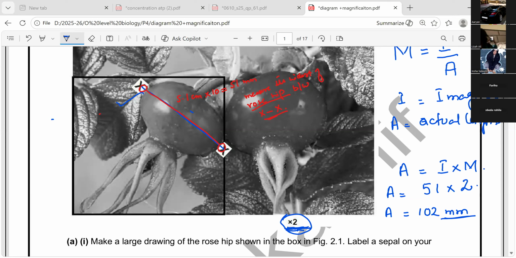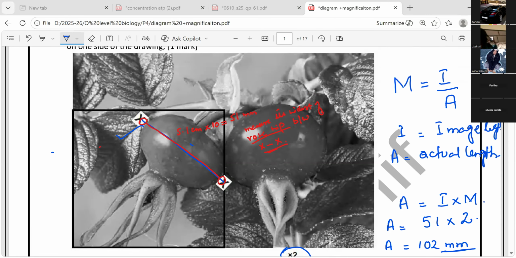Is this clear? So the formula for calculating the actual length is AIM. Just remember it in this way: AIM, and the formula for calculating the magnification is MIA. Is this clear? How to calculate the actual length? Hello, is this clear? Yes, ma'am.